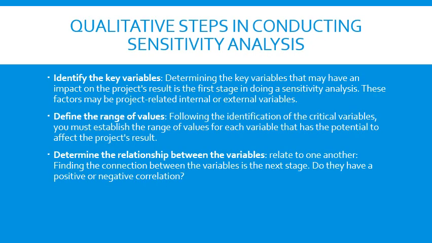Qualitative steps in conducting sensitivity analysis: identify the key variables. Determining the key variables that may have an impact on the project result is the first stage in doing a sensitivity analysis. These factors may be project-related, internal, or external variables. Define the range of values. Following the identification of critical variables, you must establish the range of values for each variable that has the potential to affect the project's results.